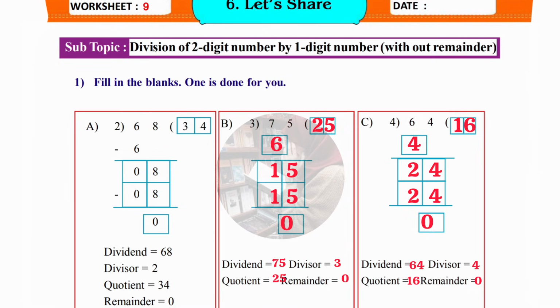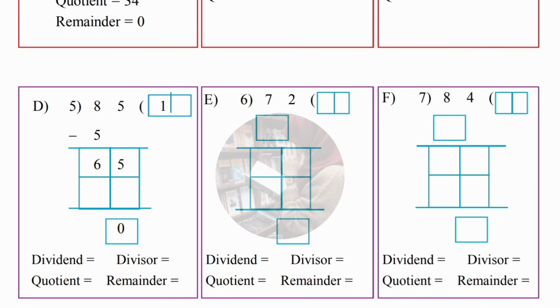Okay, let's move on to the fourth one, which is 85 as dividend and 5 as divisor. Let's do this. 5 1's 5. Okay, 8 minus 5 will be 3. 5 we will have to write down as it is. 35 it will be. So 5 7's 35. 0 is the remainder. So write it down. Dividend is 85. Divisor is 5. Quotient is 17 and remainder is 0.